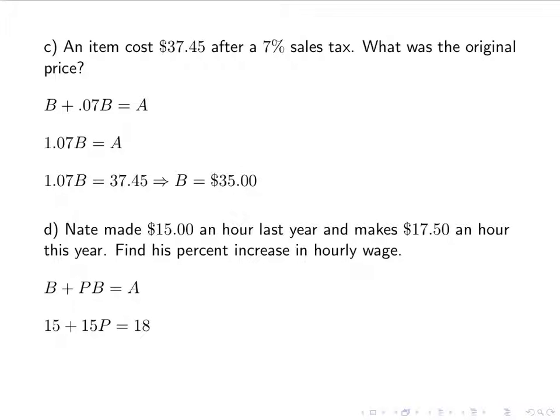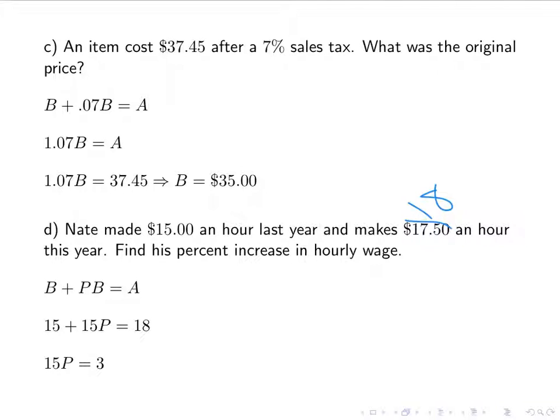So for B, I plug in the 15. There are two B's, so I have two 15s. And then, I guess I changed the problem. I guess I made this $18. I forgot to change it in the original problem. So he makes $18 an hour this year. So again, that's supposed to be 18.